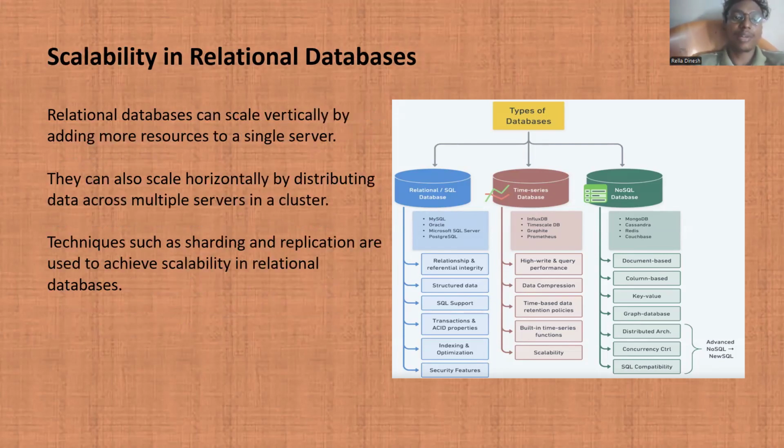Now we will see scalability in relational databases. Relational databases can scale vertically by adding more resources to a single server. They can also scale horizontally by distributing the data across multiple server clusters. Techniques such as sharding and replication are used to achieve scalability in relational databases.